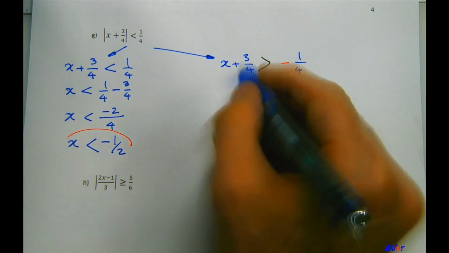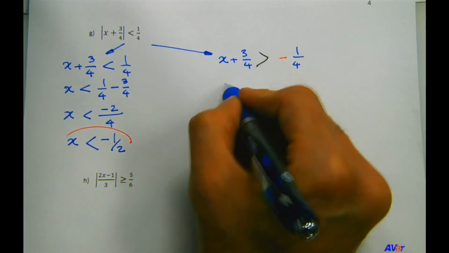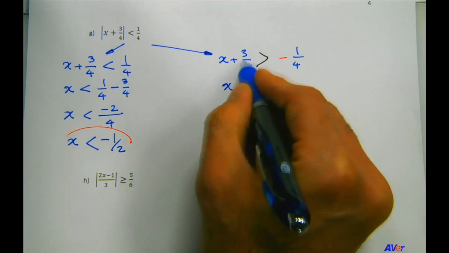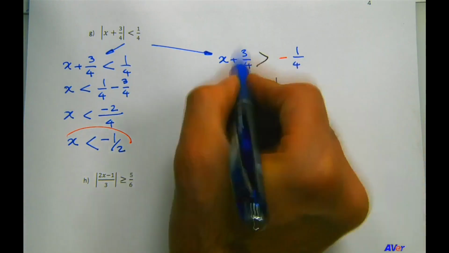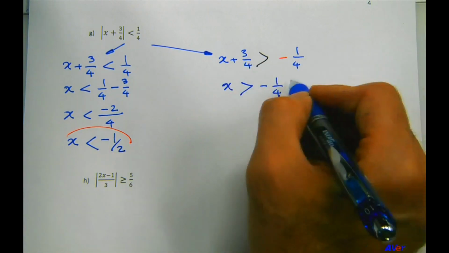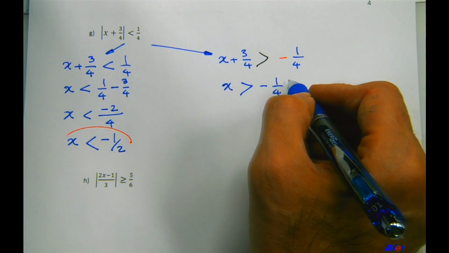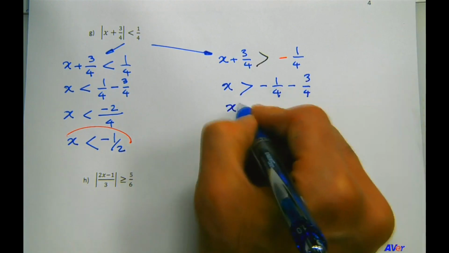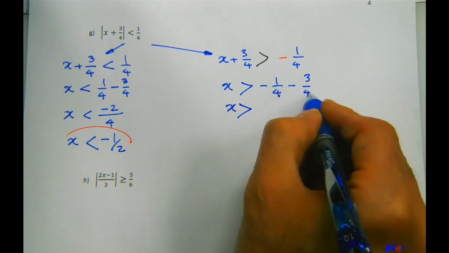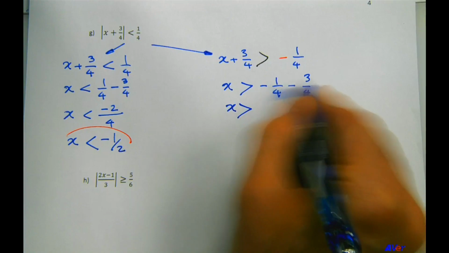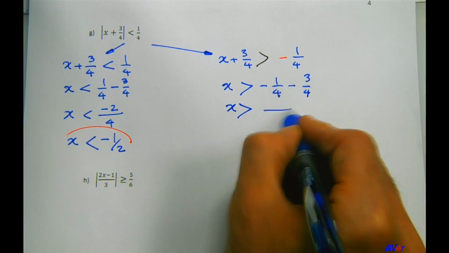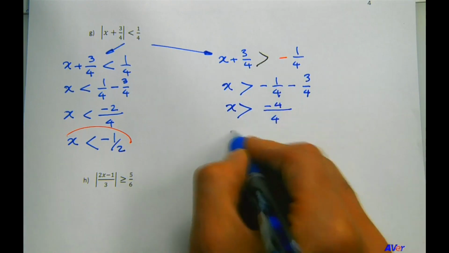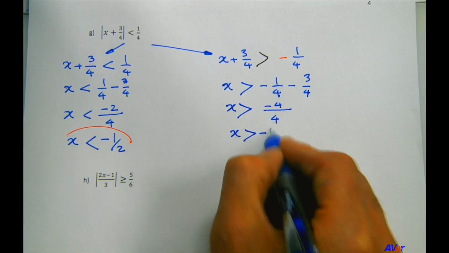What's the other solution? The other solution comes from this: x > -1/4 - 3/4. Move the 3/4 to the other side. It was positive on the left. When it moves to the right side, it becomes negative, right? Minus 3/4. So we get x greater than, we have a common denominator, so we can subtract the numerators. Minus 1, minus 3, so minus 4, and that is negative 1, right?